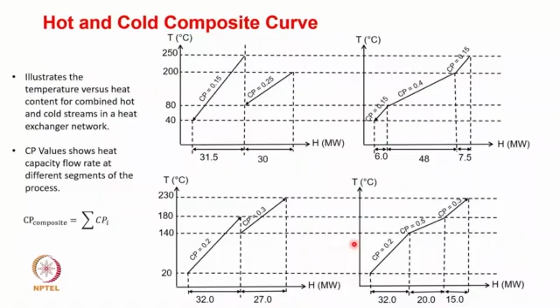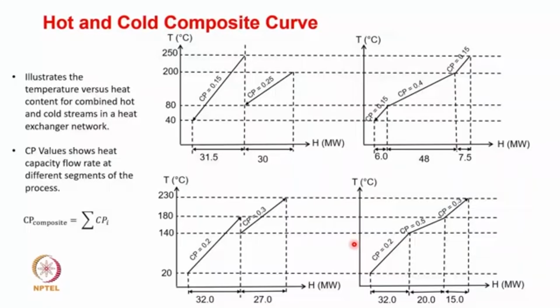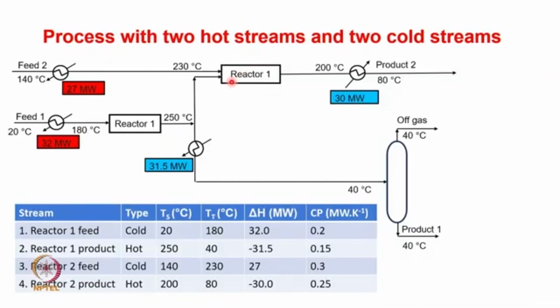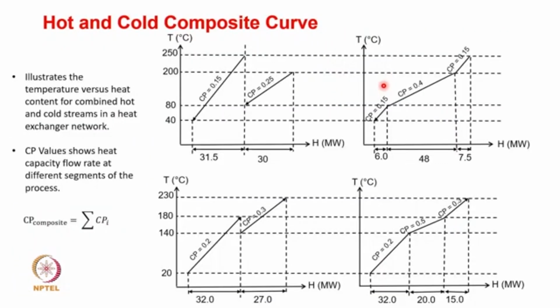So let's look at how we draw composite curves if there are multiple streams. We have done this for single, individual streams. Now let us look at how we can do it when we have multiple streams. So let's see the case. If you go one slide back, you can see 250° cooling down to 40°, and 200° cooling down to 80°.